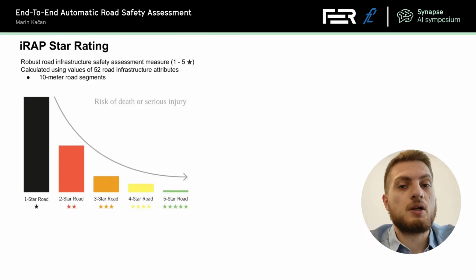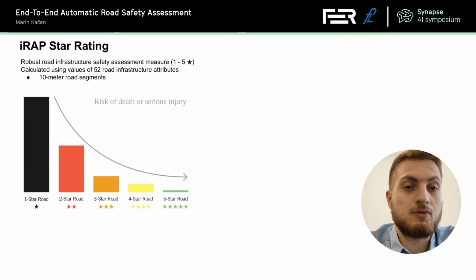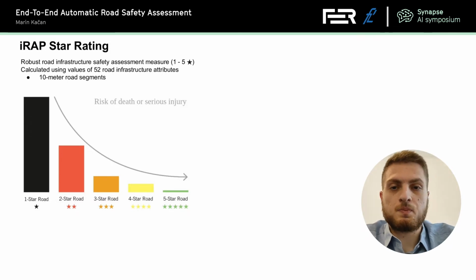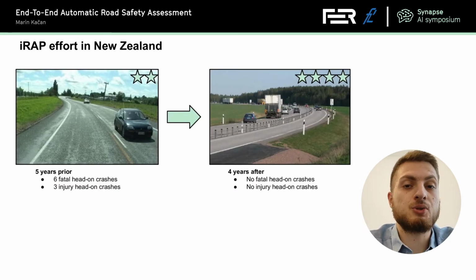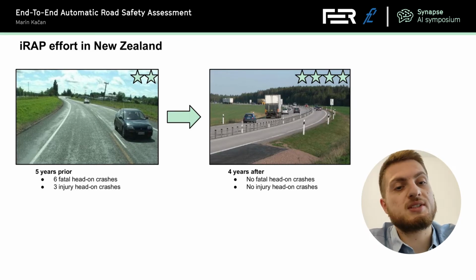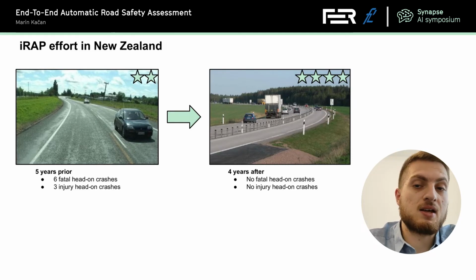And the rating is calculated using a formula which takes in 52 different road infrastructure attributes. It has been shown that traffic-related fatalities drop exponentially as the star rating improves. For example, in New Zealand, there was a 2-star road section with a previous record of accidents, and using the star rating as guidance, infrastructure attributes were improved to increase the rating to 4 stars, and since then there have been no fatal crashes or injuries.